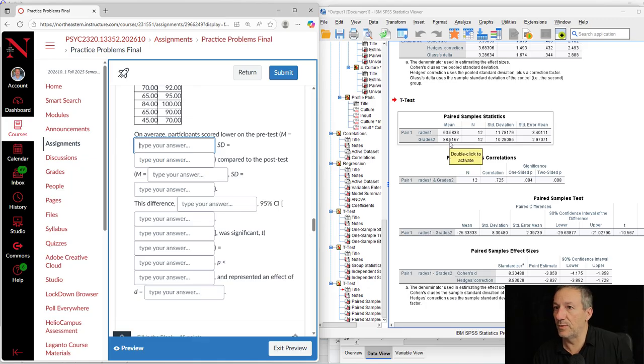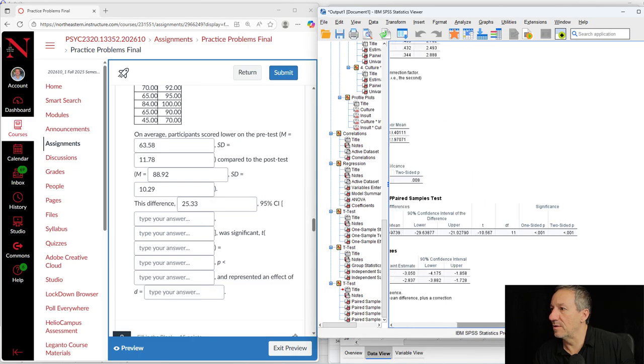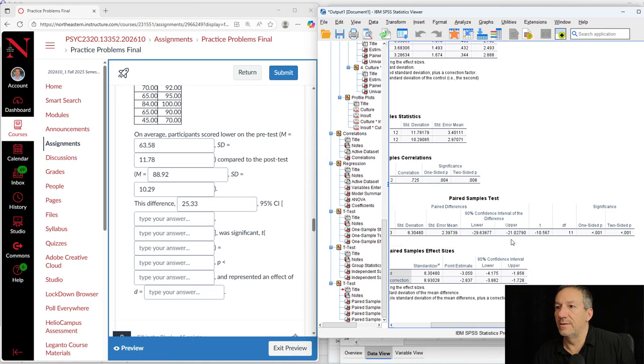This one's 63.58 for the pretest, and our standard deviation is 11.78. And then our mean in the second group is 88.92 and 10.29. The difference of 25.33, it's right there. Confidence intervals are right here.